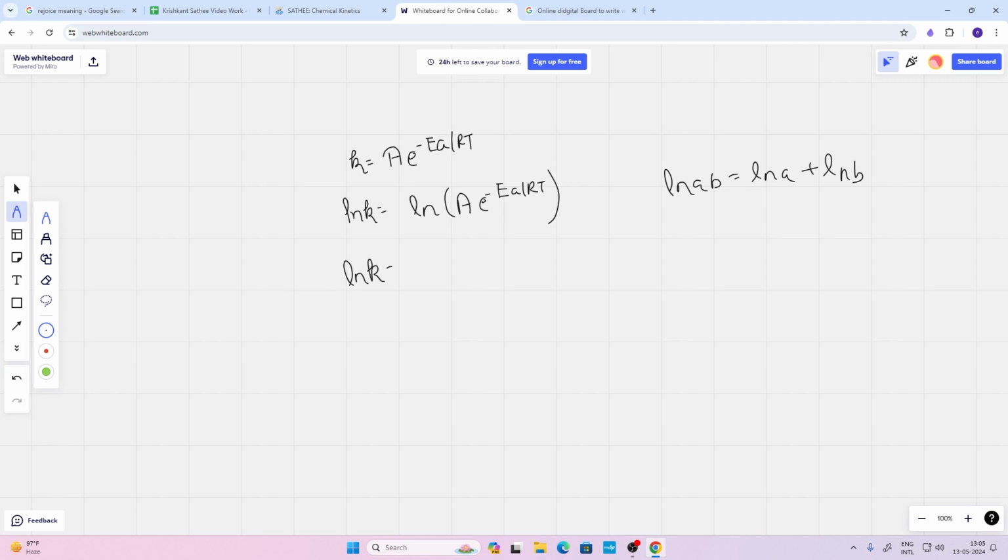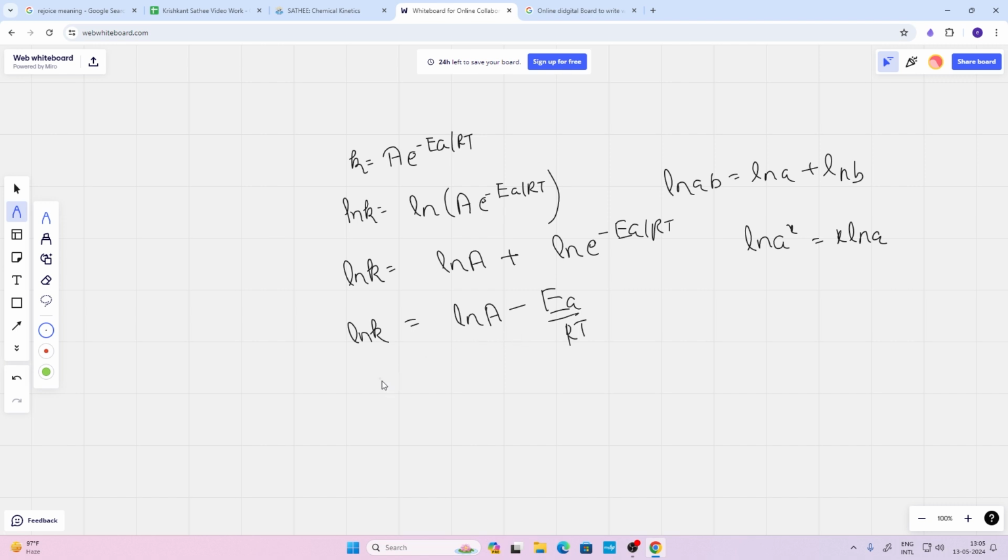Then ln K is equal to ln A plus ln e to the power minus EA by RT. One more property, if you remember, is ln A^x equals x ln A. Hence we can write ln K equals ln A, this minus EA by RT will come here, and ln e value is 1, right?